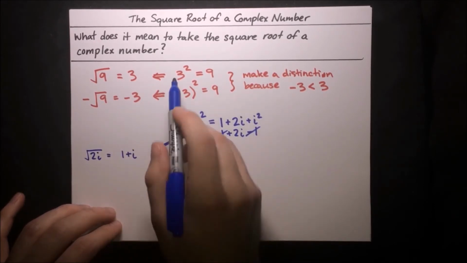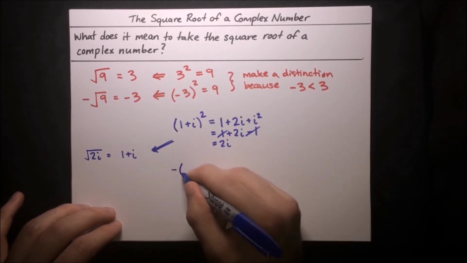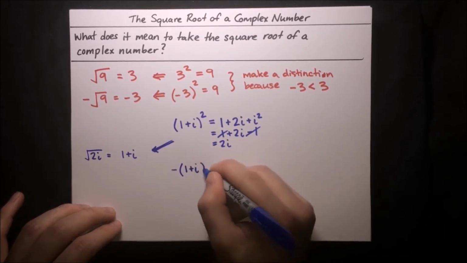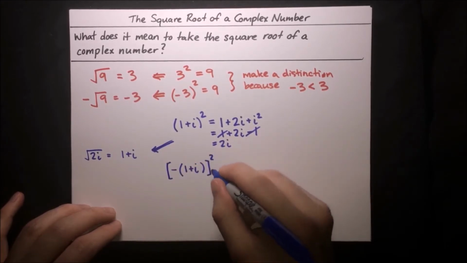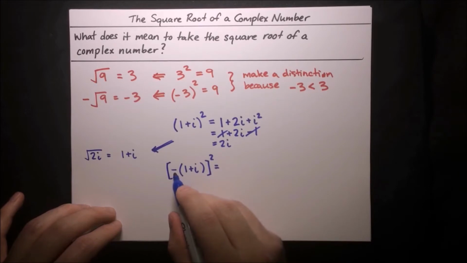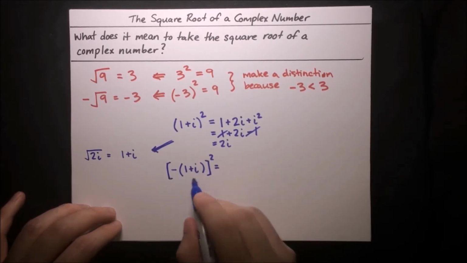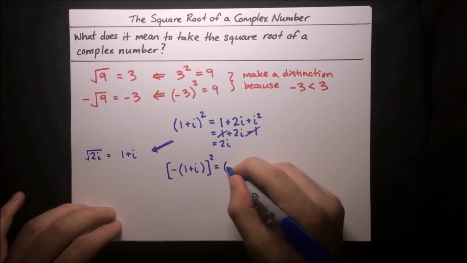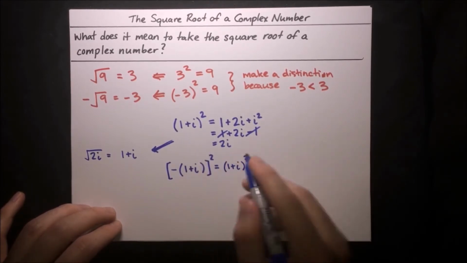But we should also consider the negative case. Of course, we know that negative of 1 plus i, if we square that number, well, it just comes out to the same result because a negative times a negative cancels itself out. So negative of 1 plus i, that quantity squared, is the same as just 1 plus i squared, which we already saw is 2i.